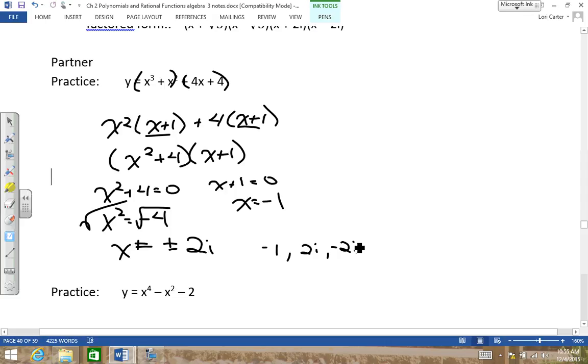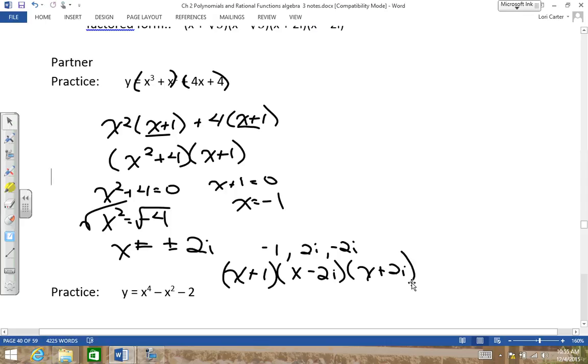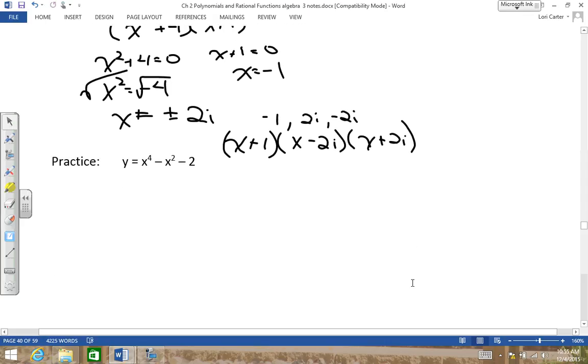Good. Everybody happy? Probably. x minus 2i, x plus 2i. There's your factor. Are we happy? Okay, how'd you do the last one? This one? Yeah. Okay, what factors of 2 give you 1?